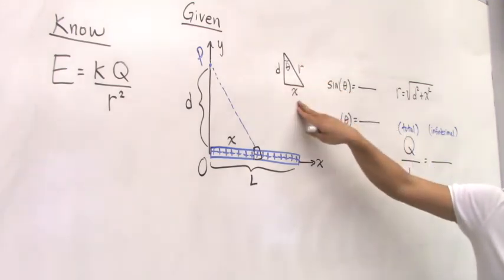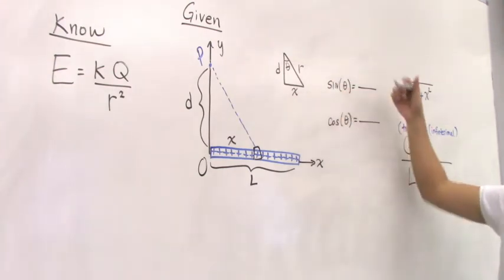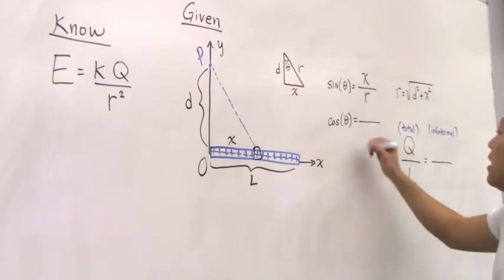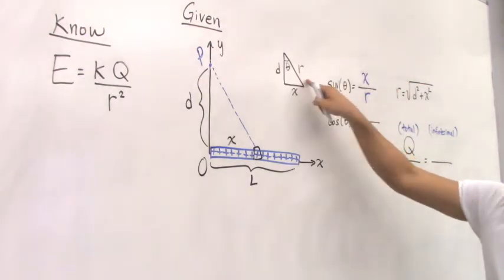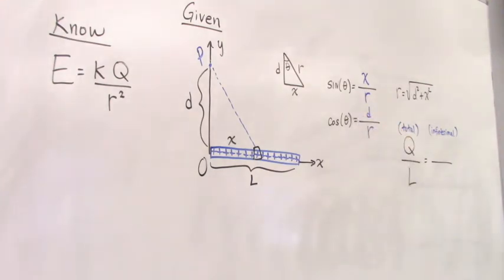And we're going to look at this similar triangle here. So that x here, how do I get that? That's sine of theta. Sine of theta is x over r. So fill that in. That's x over r. Cosine of theta, that's adjacent over hypotenuse. That's d over r. That's how you break down the geometry. That's always the first step of the physics problem. And again, we already know from the previous problem, obviously r is square root of d squared plus x squared.